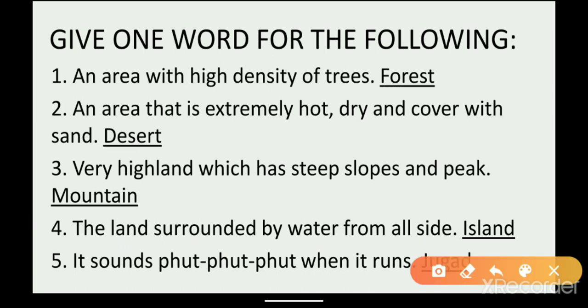Next, it sounds phut phut when it runs. So which vehicle sounds phut phut when it runs? It is Jugaad. So Jugaad is a vehicle that sounds phut phut when it runs.